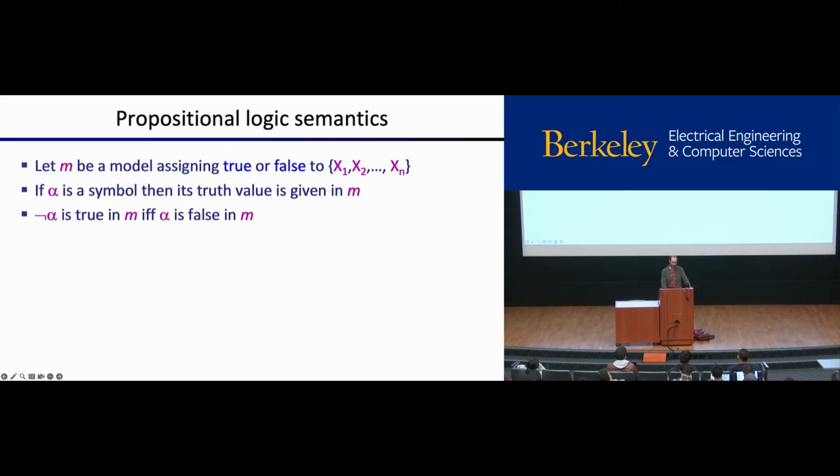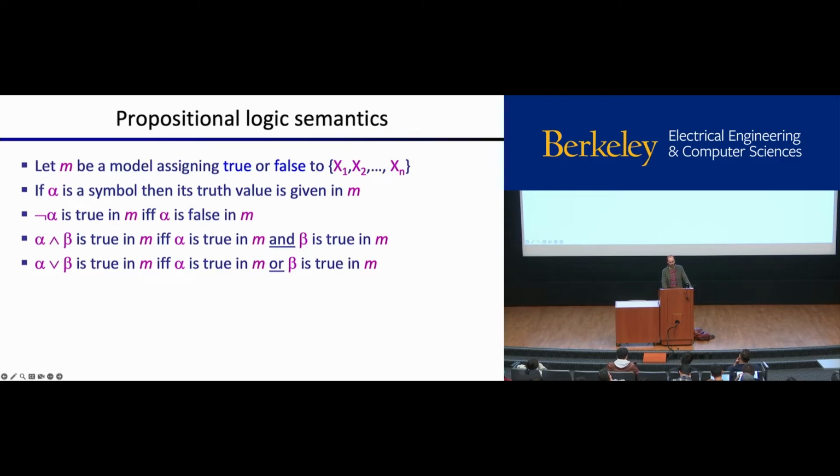Then not alpha is true in M if and only if alpha is false in M. Makes sense. Alpha and beta is true in M if and only if alpha is true in M and beta is true in M. This is probably all seeming pretty basic, but this is how we have to define things to make sure we have a coherent notion of truth. Alpha or beta is defined exactly as you'd expect.